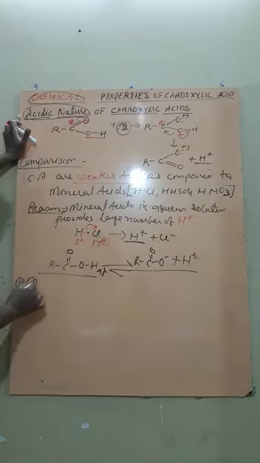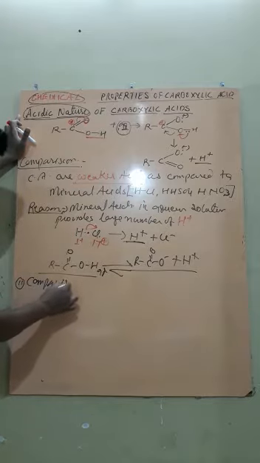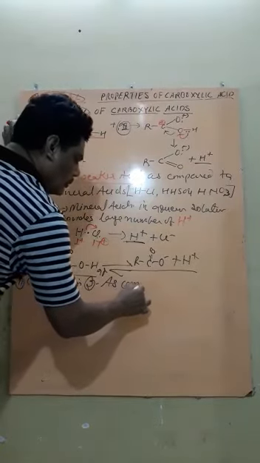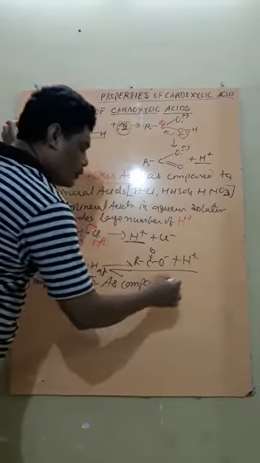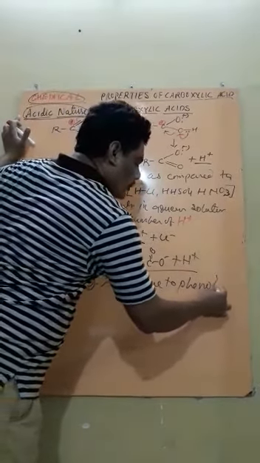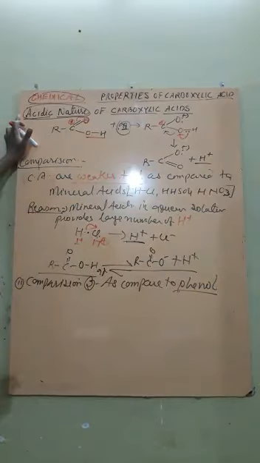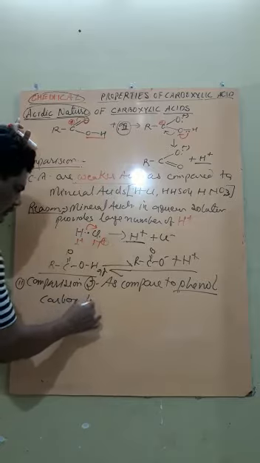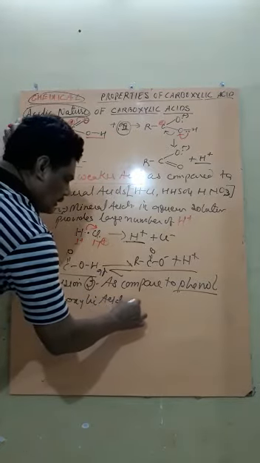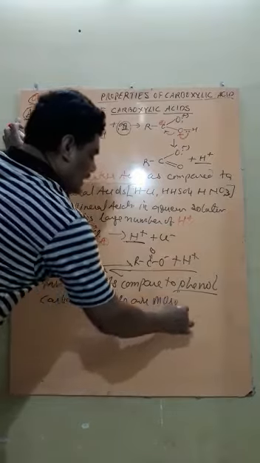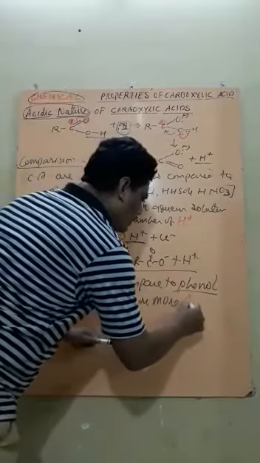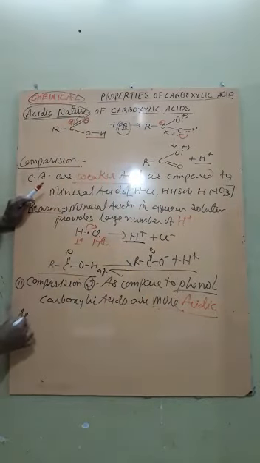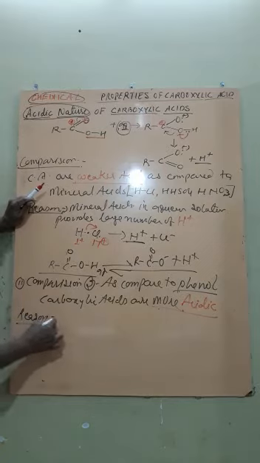But the comparison number 2, as compared to phenol. Now you know phenol is also more acidic in nature. Now, as compared to phenol, carboxylic acids are more acidic in nature. Now, what is the reason that carboxylic acids are more acidic as compared to phenol?